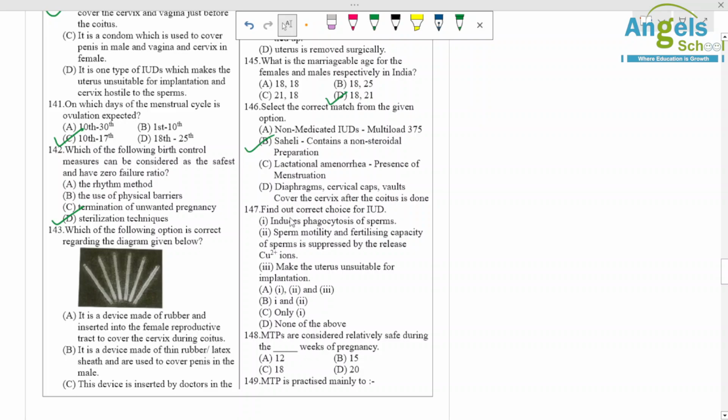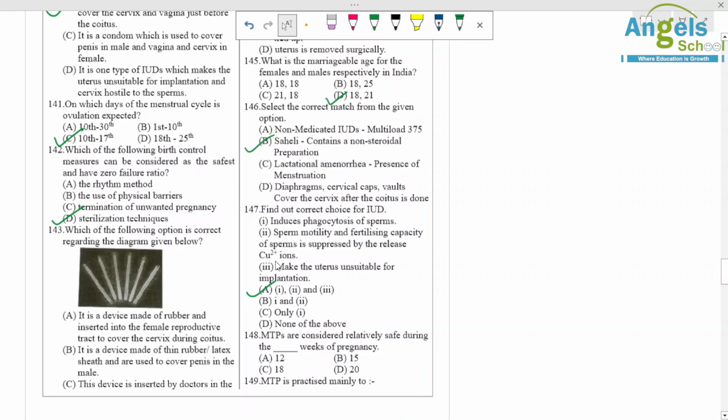Question number 147. Find out the correct choice for IUDs. They induce phagocytosis of sperm, and the motility and fertilizing capacity of sperm are suppressed by the release of copper ions, and they make the uterus unsuitable for implantation. So these are all functions of the IUD. So option A is correct.